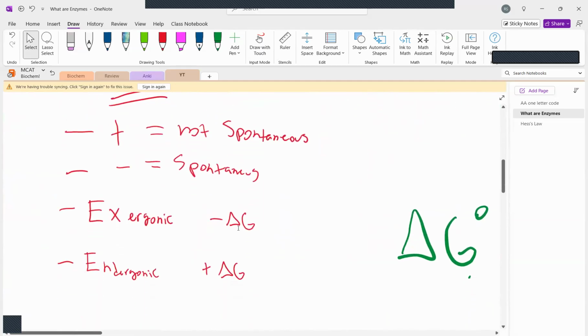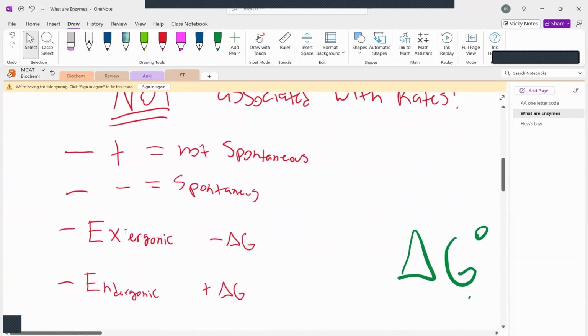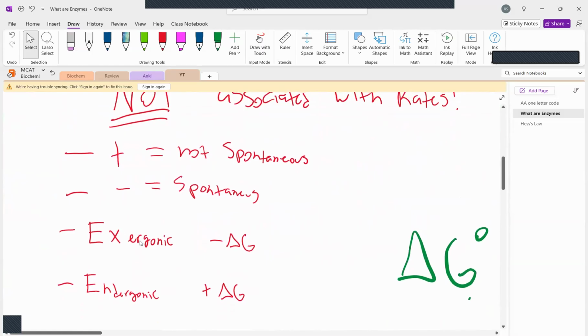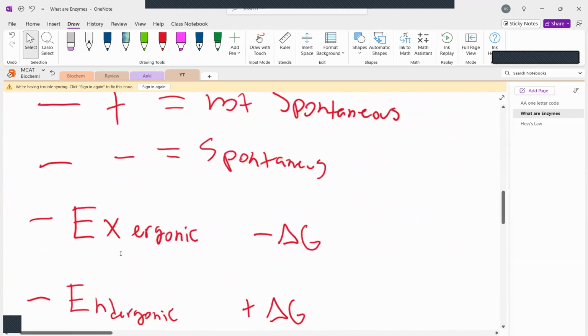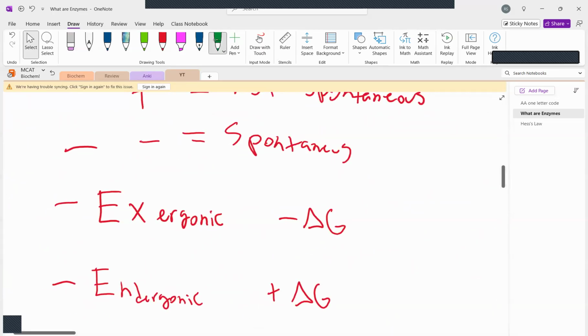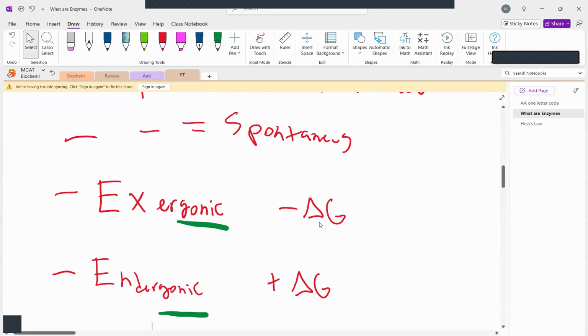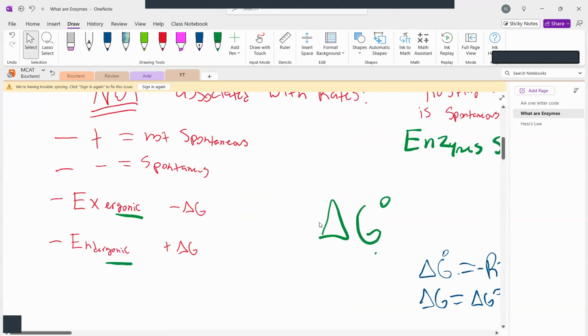So here are some terms that are explicitly related to delta G. Not to be confused with exothermic, it's exergonic. Whenever you see that "gonic," that means we're talking about delta G. So exergonic means that there's a negative delta G, and endergonic means that there's a positive delta G.